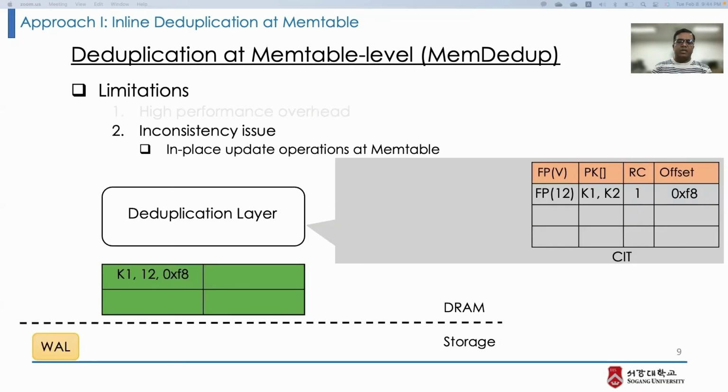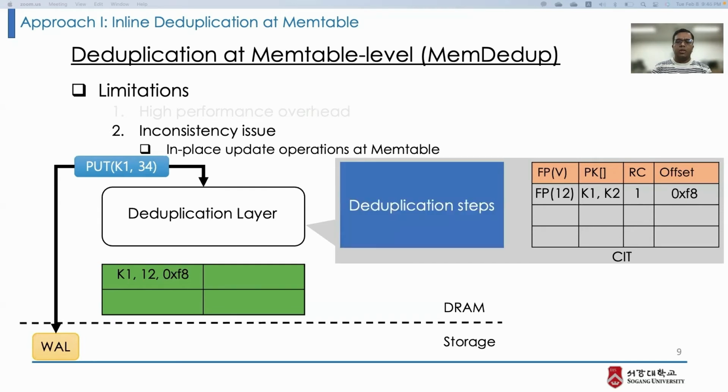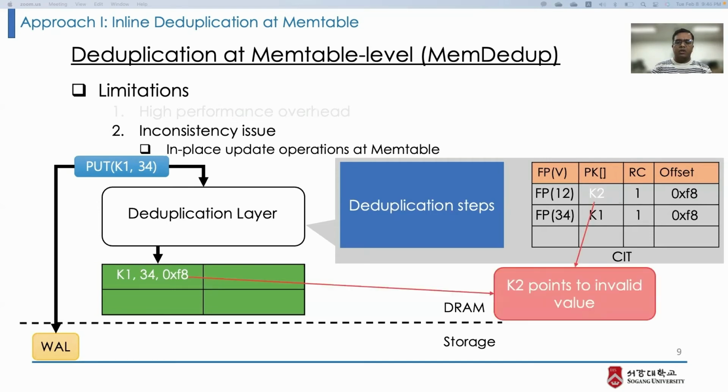Let's understand it through an example. We already have some key value pairs in the memtable and metadata at the chunk information table. Now, if an update operation is performed for K1, it will follow the same steps as explained before, writing to the WAL and then going to the deduplication layer. As the value part is unique, a new entry is added in the CIT, followed by updating the metadata and memtable. It will update K1's value in place, and hence our metadata for K2 will point to an invalid value, which is an inconsistent state for both the dedup metadata and the memtable.